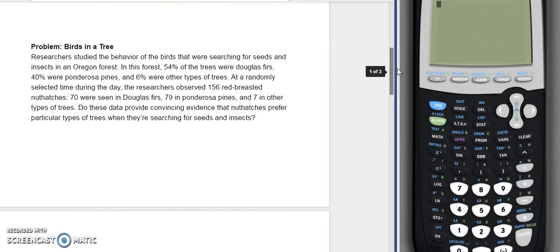The problem we're going to be working on today is called birds in a tree. Researchers studied the behavior of the birds that were searching for seeds and insects in an Oregon forest. In this forest, 54% of the trees were Douglas firs, 40% were ponderosa pines, and 6% were other types of trees. At a randomly selected time during the day, the researchers observed 156 red-breasted nuthatches. 70 were seen in Douglas firs, 79 were seen in ponderosa pines, and 7 in other types of trees. Do these data provide convincing evidence that nuthatches prefer particular types of trees when they're searching for seeds and insects?